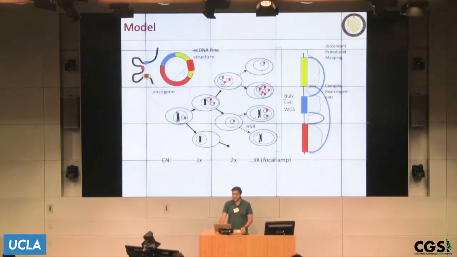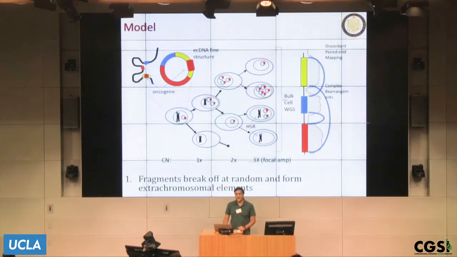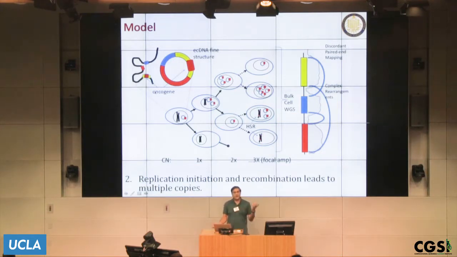And so the way this model works, the proposal: fragments break off at random and form extrachromosomal elements. So you see that here. Now these fragments have origins of replication, which are quite common on the human chromosome. So it's quite likely that they have an origin of replication which can fire, and these can make copies independently of the chromosome replication. And recombination can lead to larger copies, multiple copies, and so on.